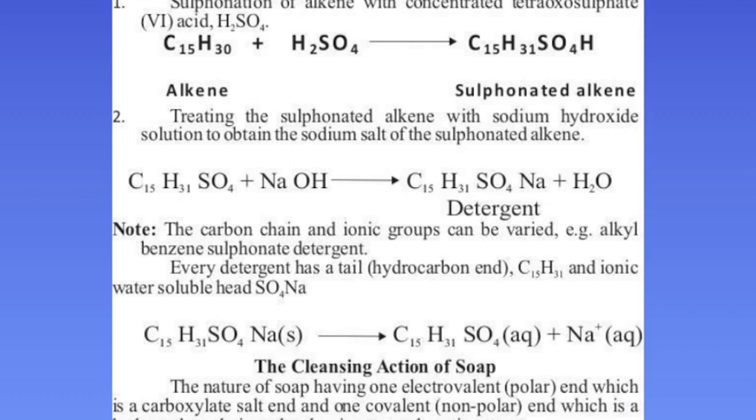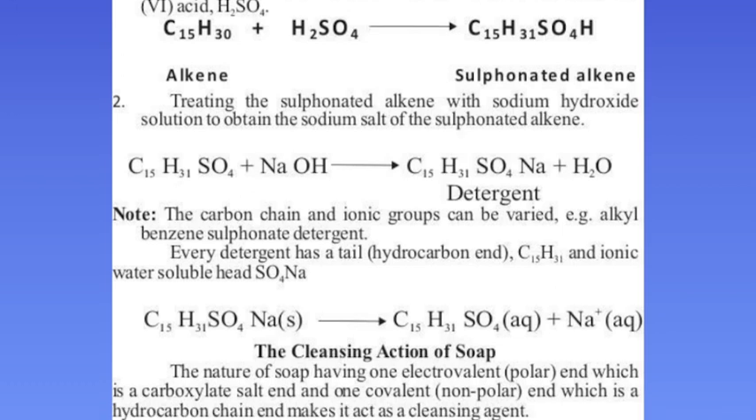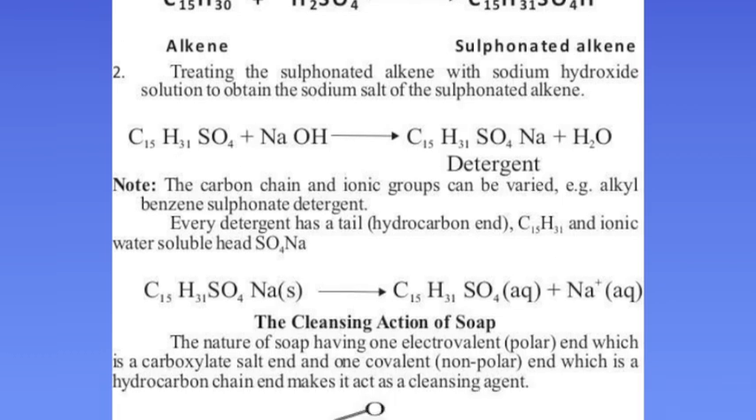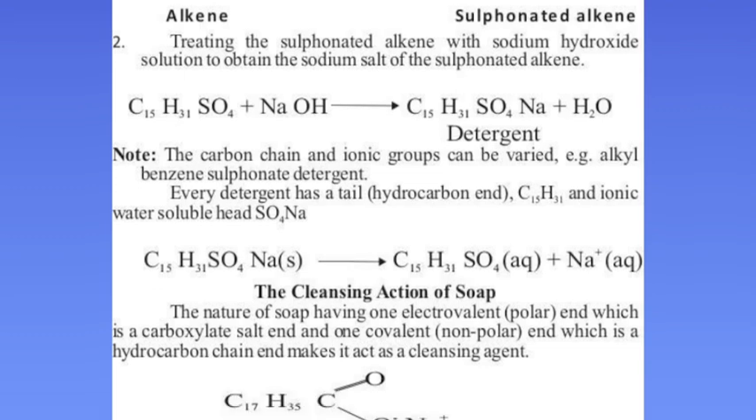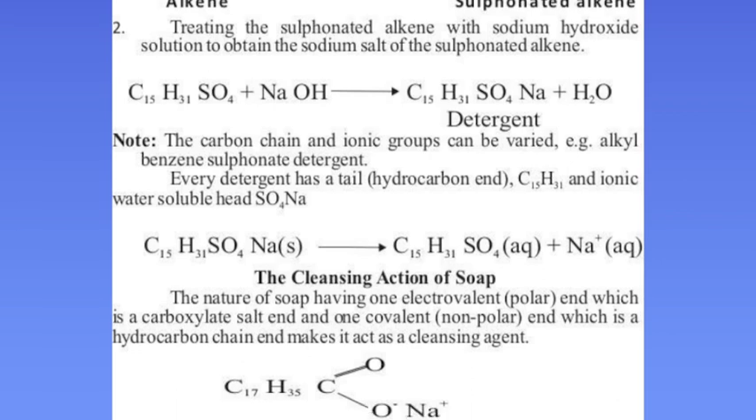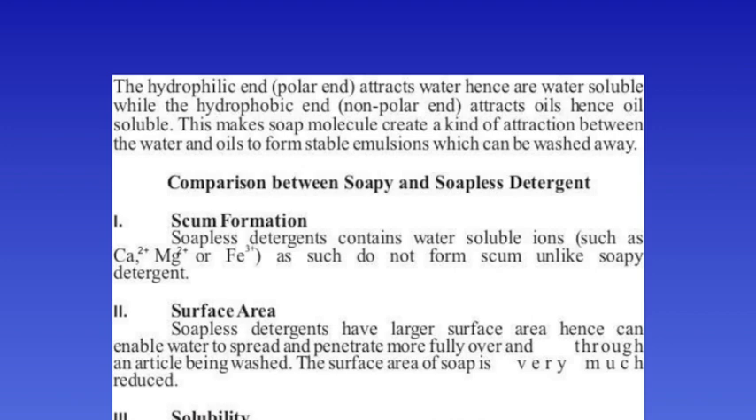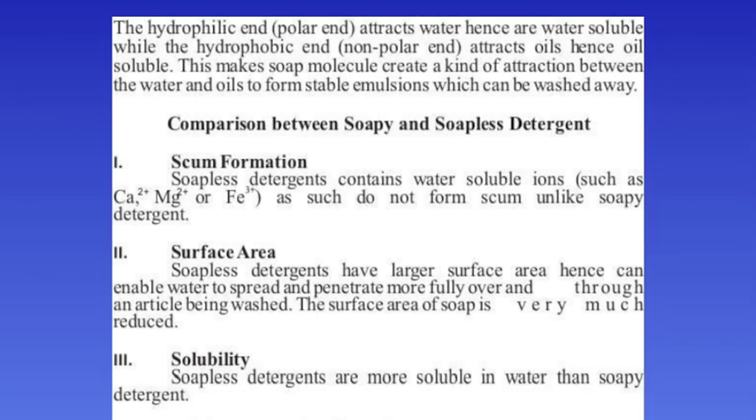Every detergent has a tail, and that tail is a hydrocarbon end, and then the head is what we refer to as the ionic water soluble head, which is SO4Na+ for your soapless detergent. In the case of your soapy detergents, the alkyl group becomes the long tail, which is insoluble and nonpolar, while the head, which is made up of your carboxyl group and sodium metal or potassium metal, serves as the soluble ionic head. The hydrophilic end attracts water, hence is water soluble, while the hydrophobic end attracts oil, hence is oil soluble. This makes the soap molecule create a kind of attraction between the water and the oil and forms a stable emulsion which can be washed away.